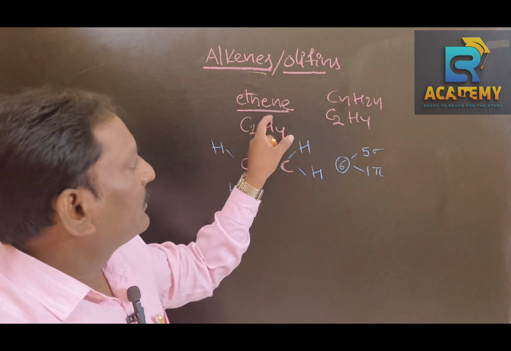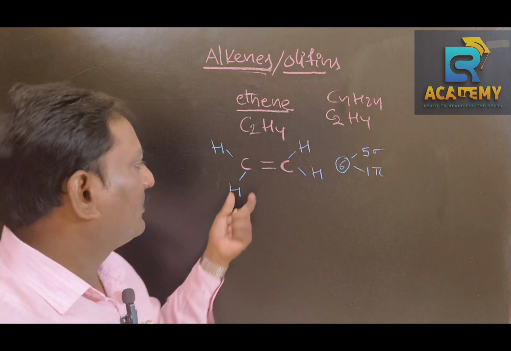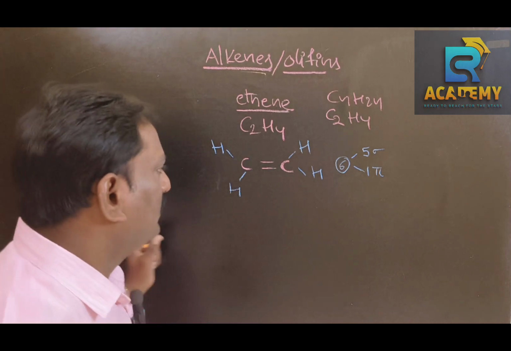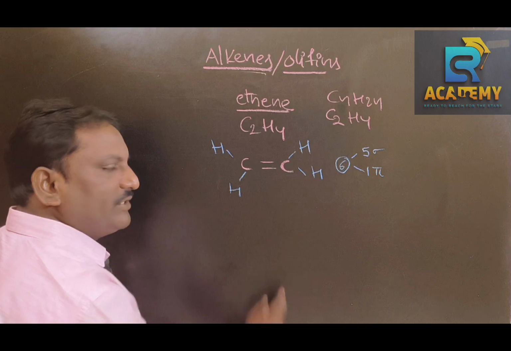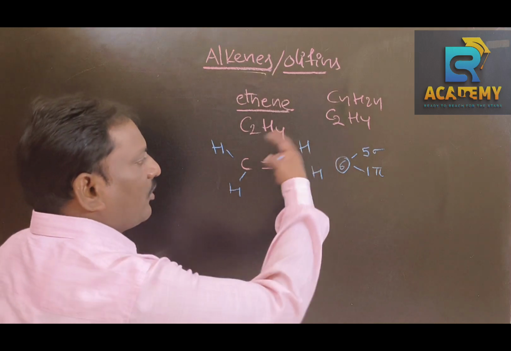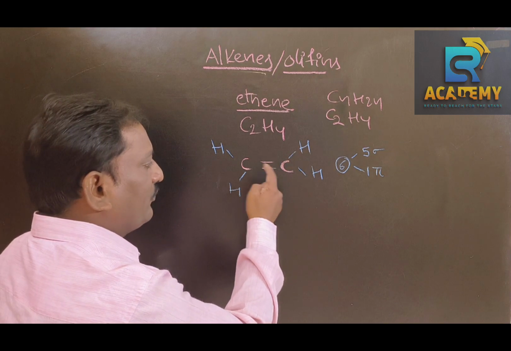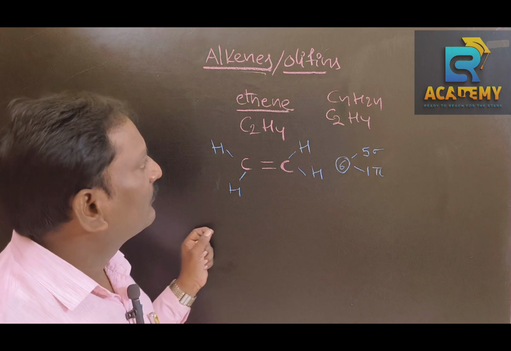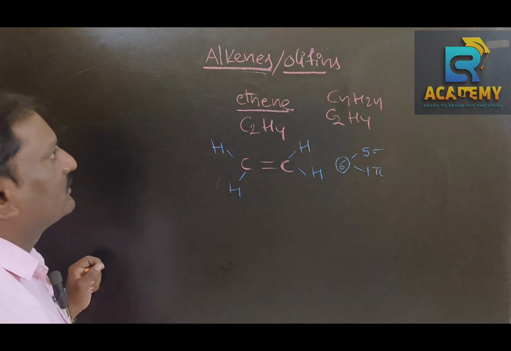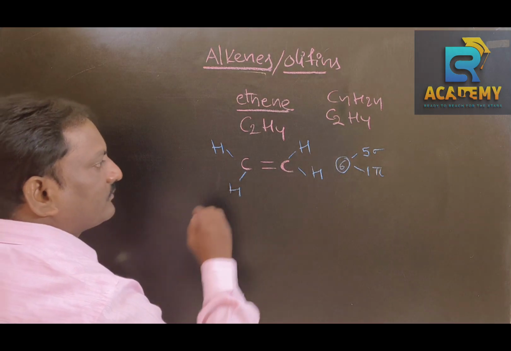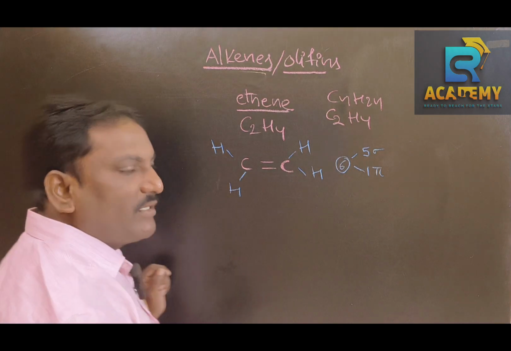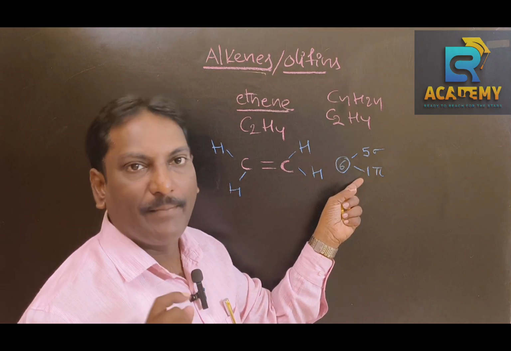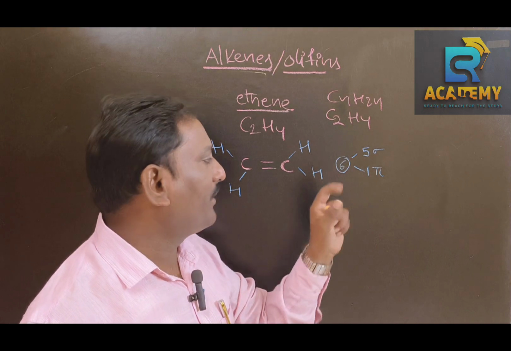Ethene, chemical formula C2H4. At least one double bond must be present between carbon and carbon in case of alkenes. I placed one double bond between these two carbon atoms. How many covalent bonds? 1, 2, 3, 4, 5, 6. 6 covalent bonds are there. Among the 6 covalent bonds, 5 bonds are sigma bonds and 1 is a pi bond.